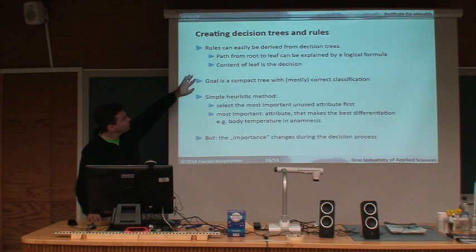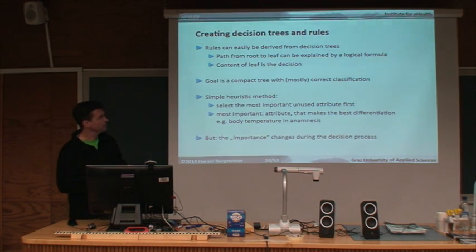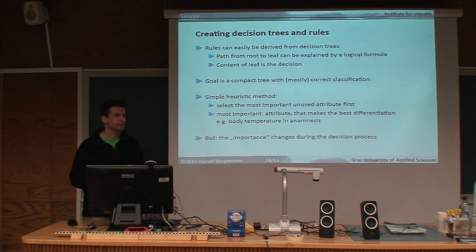The goal you want to achieve is to have a compact tree, let's say a very small tree, that gives you correct decisions for most of the examples, or for most of the decisions you might be interested in. But there is a simple heuristic method you could use. Just select the most important unused attribute first. So don't select any attribute, but select the most important one first. But the question is, what is importance in that sense?